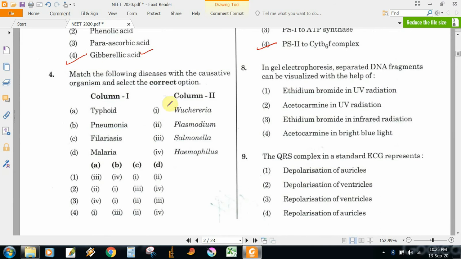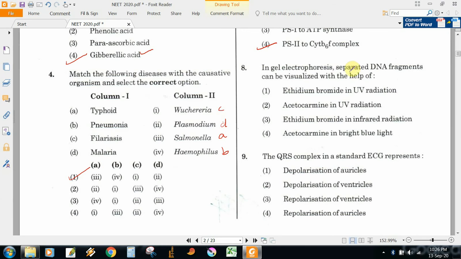Now moving on, we have the match-the-following of diseases with respect to the causative agent, and we have to select the correct option. Typhoid is caused by Salmonella, pneumonia is mainly caused by Haemophilus, and filariasis is because of Wuchereria malayi or Wuchereria bancrofti. So C is here, and malaria is Plasmodium vivax or Plasmodium falciparum. So it is here, right? With respect to this, the first option is the right answer.